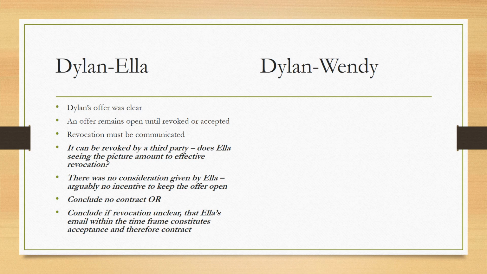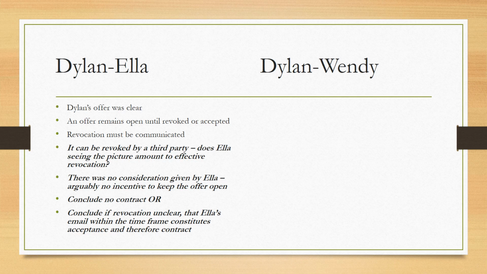So with Dylan and Ella, you could say Dylan's offer was clear. An offer remains open until revoked or accepted. And of course, revocation must be communicated, but can be communicated via a third party if effective. So we know that Ella has seen the picture being sold to somebody else. The question is, does this amount to effective revocation? Because she's seen it, we would probably say it has. And there was no consideration given by her, so there was no incentive for Dylan to keep the offer open to her. So we can conclude there's no contract, no offer or acceptance.